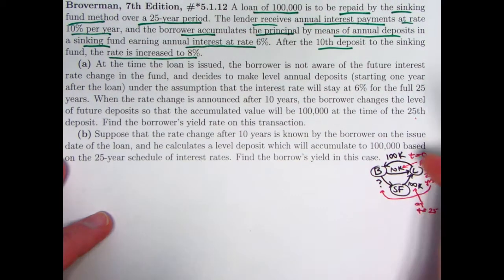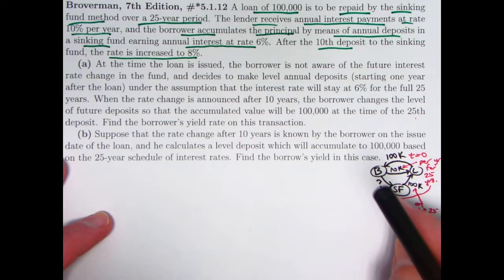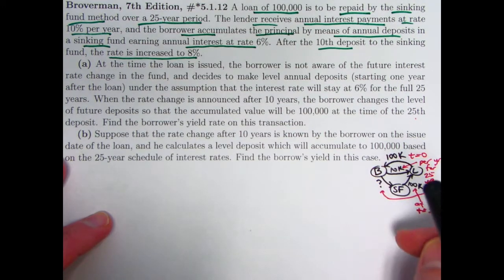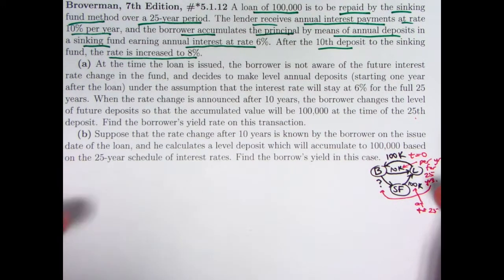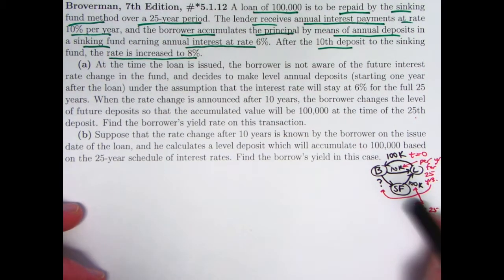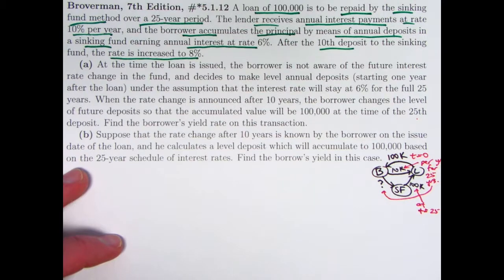Okay, you only think about the 100,000 at time 0, and then you think about the 10,000 and question mark values at the end of every year for 25 years. You don't think about this final amount at time 25 to pay off the balance.